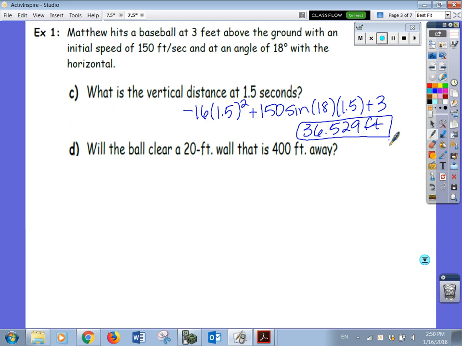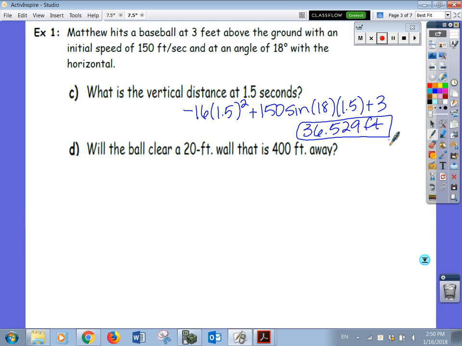So anytime it says how many feet away, that's going to be horizontal. If it says feet up, or in this case vertical, that would mean vertical distance. Feet up is vertical, feet away is going to be horizontal. All right, so those are the basic straightforward questions.